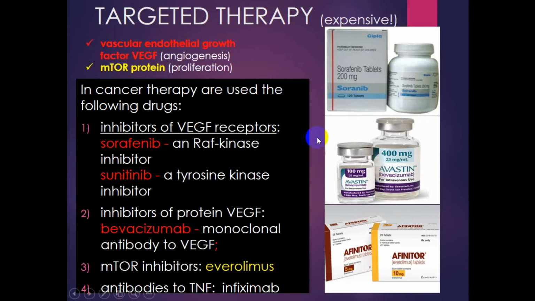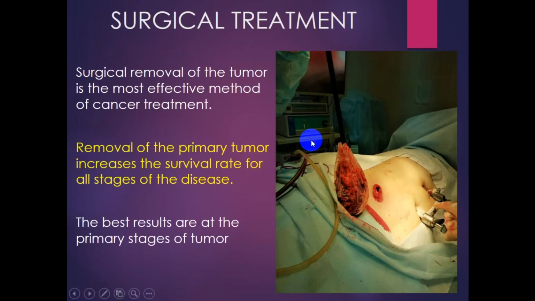Surgical treatment, as I said before, is needed. It may be resection, it may be nephrectomy. Surgical removal of the tumor is the most effective method of cancer treatment, because we can't say that living with the tumor is good and has no side effects. Removal of the primary tumor increases the survival rate for all stages of the disease. The best results are at the primary stages of tumor. Here you can see laparoscopic variant of removal of the kidney with hand assistance.